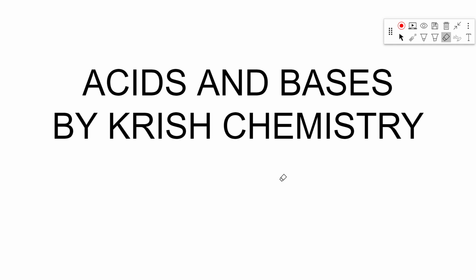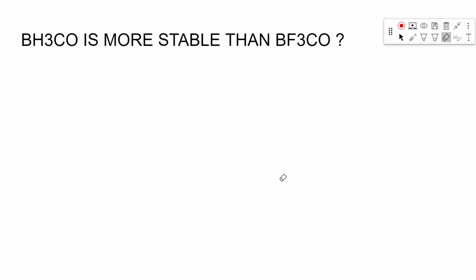Okay, so first of all, before we go into depth, we have to know what HSAB is, because if you want to solve this particular question, BH3CO is more stable than BF3CO, you have to know HSAB. So what is HSAB? Hard and soft acids and bases.